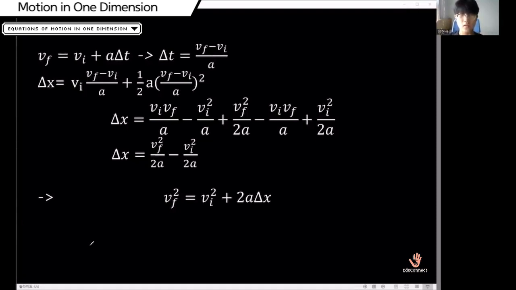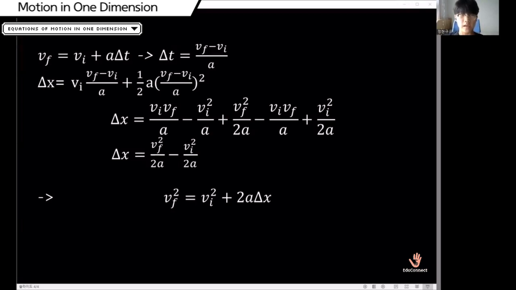So v final equals v initial plus a delta t becomes delta t equals v final minus v initial over a. Then we replace all of the delta t's in the long equation with this expression. So delta x equals v initial delta t plus 1/2 a delta t squared becomes delta x equals v initial times v final minus v initial over a, plus 1/2 a times v final minus v initial over a, squared.